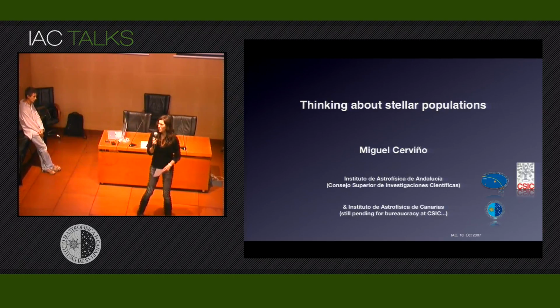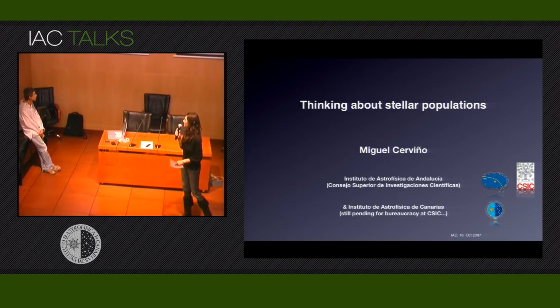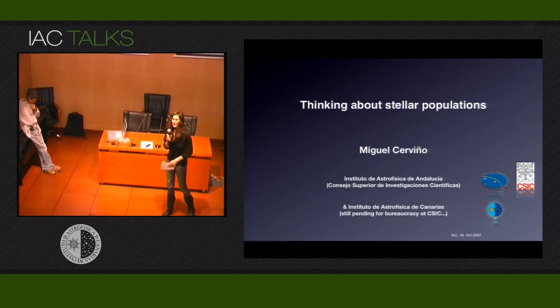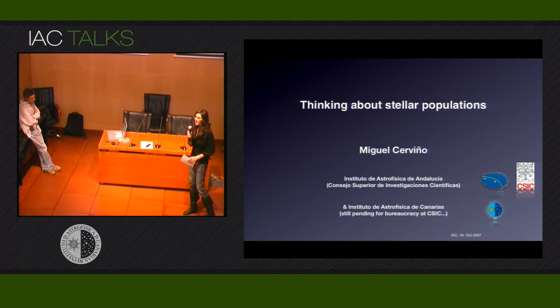Yes. Today we have with us Miguel Cerviño. He did his PhD in Madrid, and then moved to the Observatory of Toulouse for his first postdoc. He did the second postdoc in Garching, in MPE. And then since 2002, he's been at the Instituto de Astrofísica de Andalucía, where in 2007 he got a permanent position in CSIC. Now he's here in the IAC thinking about stellar populations.